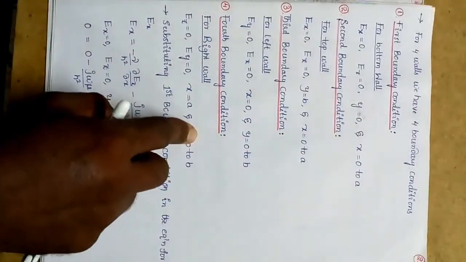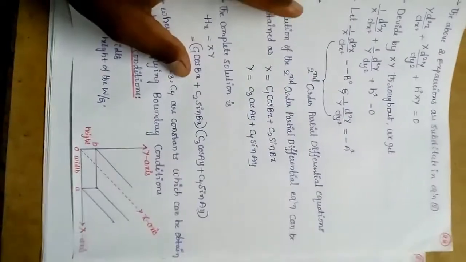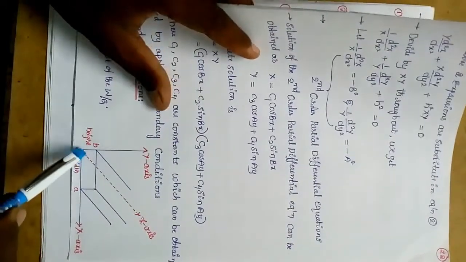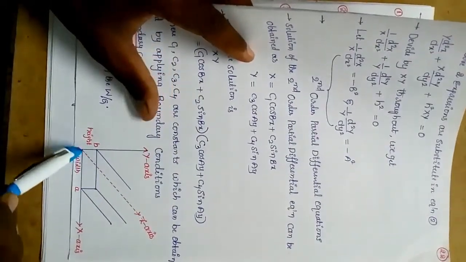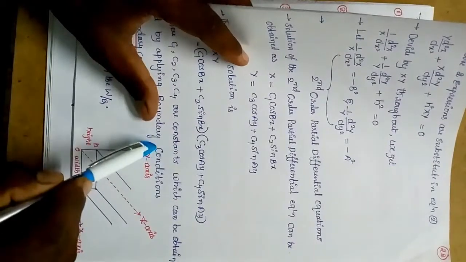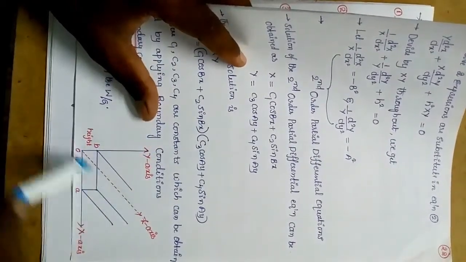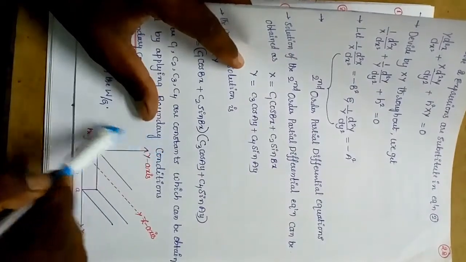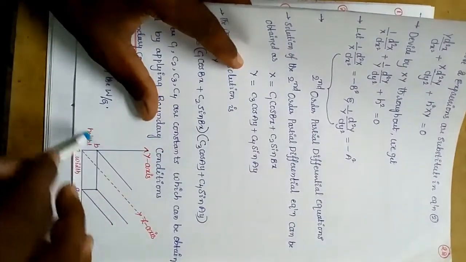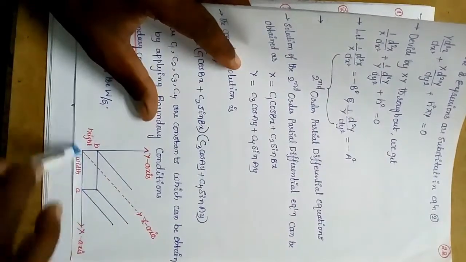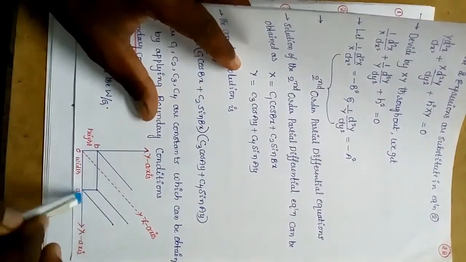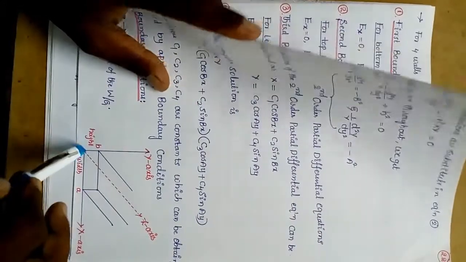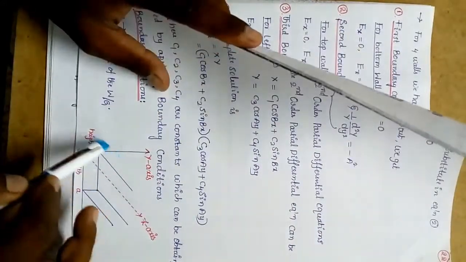Next, y. Here y also starts at 0 to b. So for the bottom wall, nothing is present on the y-axis. From the y-axis, no one is present on the bottom wall. So that's why y is equal to 0. Okay. So Ex is equal to 0, Ez is equal to 0 and y is equal to 0.